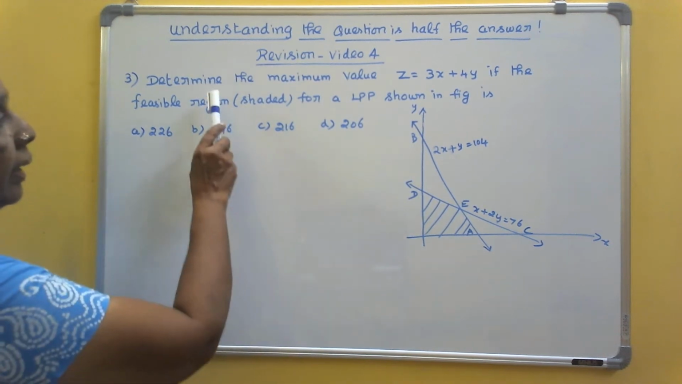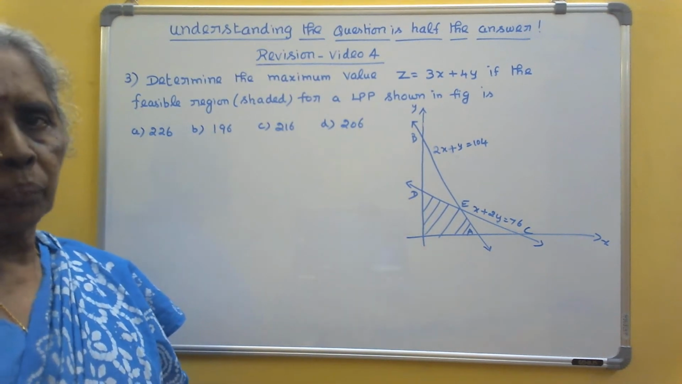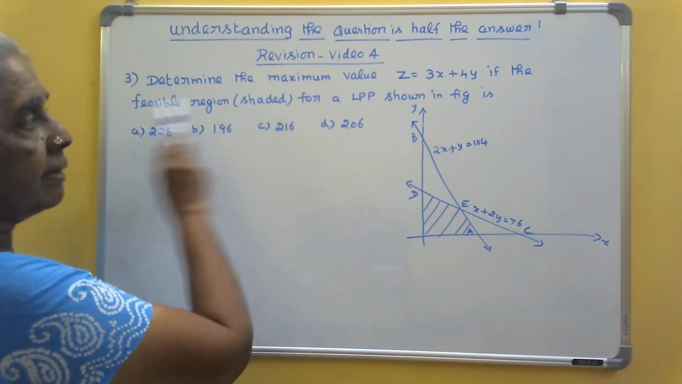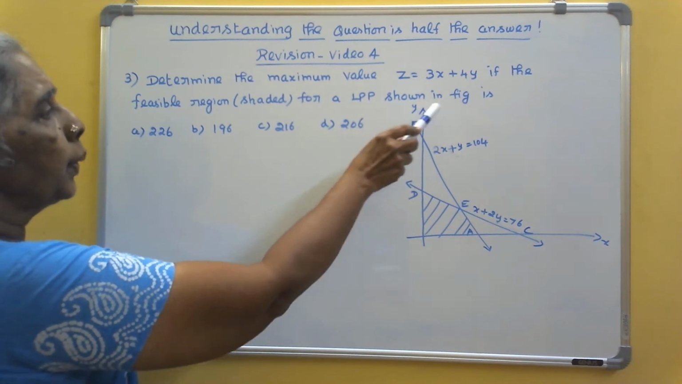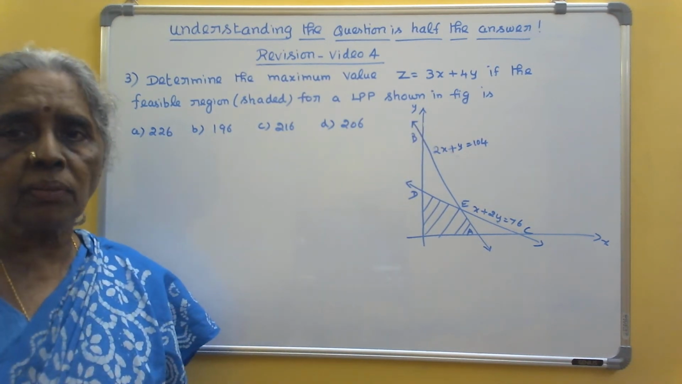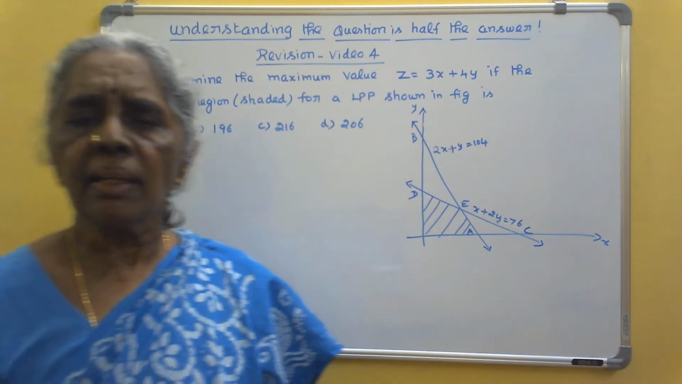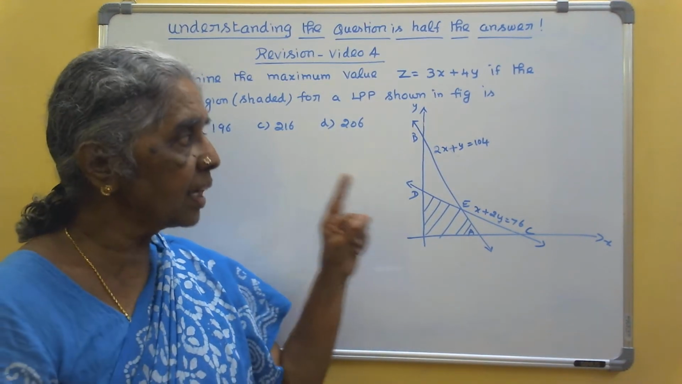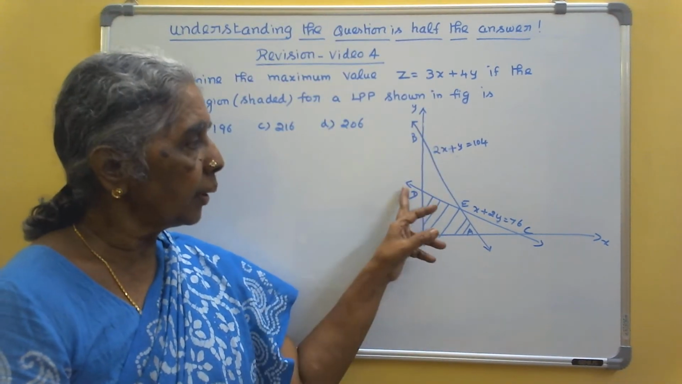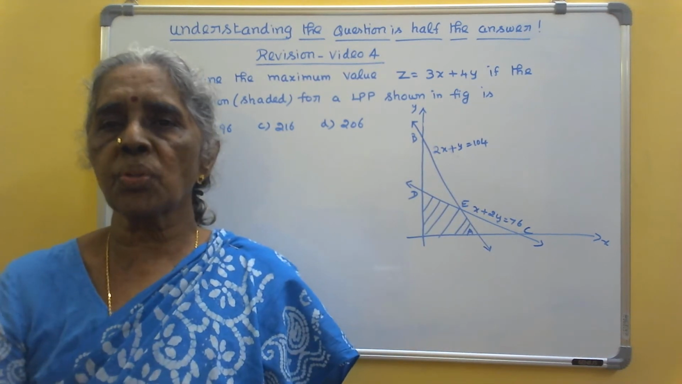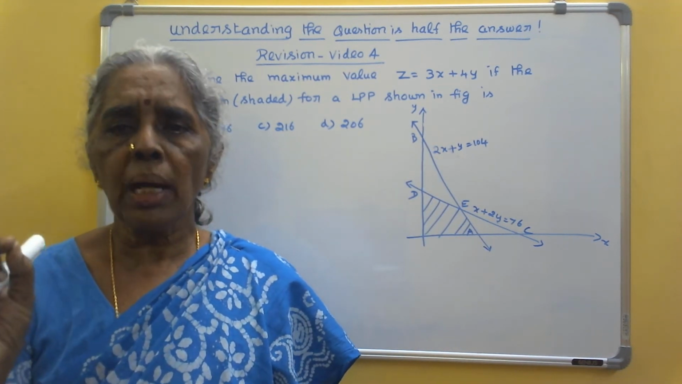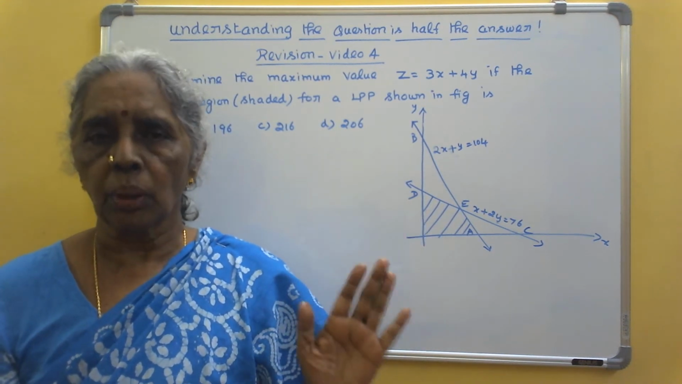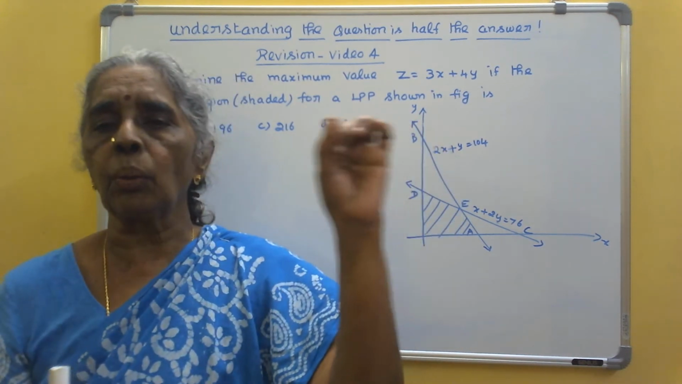Third sum. Determine the maximum value of z = 3x + 4y, if the feasible region, that is the shaded one, for an LPP is shown in the figure. They have given you 4 options and a figure. See here, they have not given you the corner points. They have just given you the figure and the equations of the 2 straight lines. So, you have to find the corner points and then only you can find the maximum value. That is what you have to understand when you look at the figure.